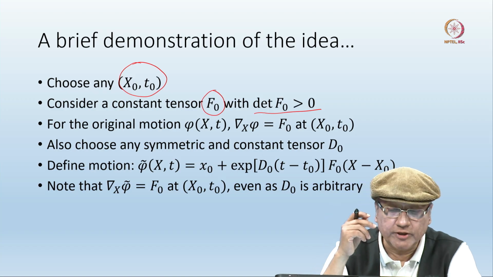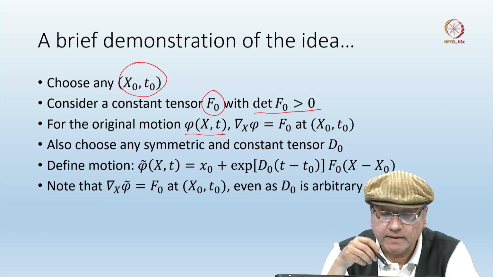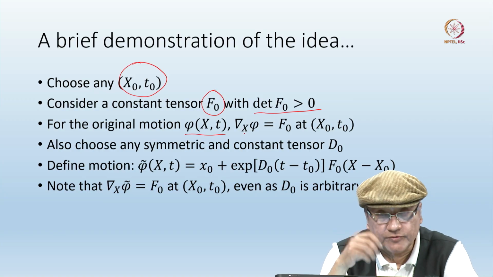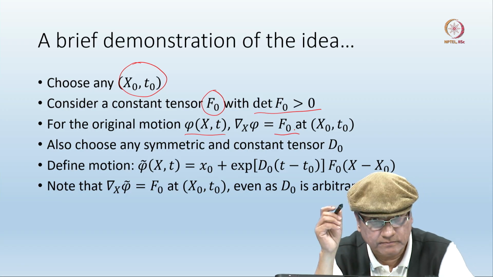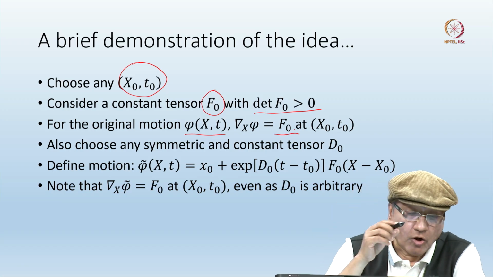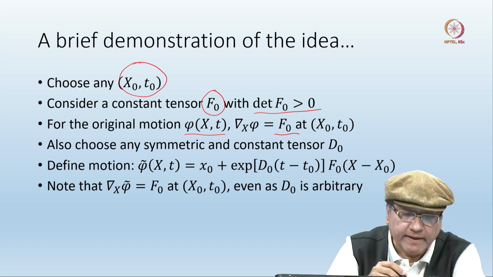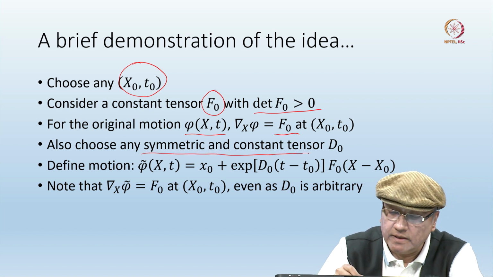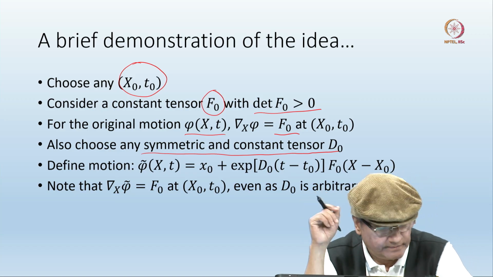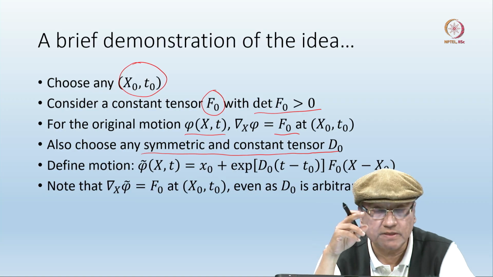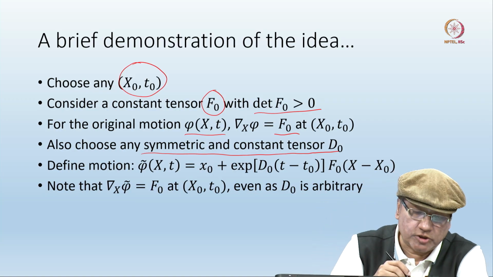Now therefore for the original motion phi, as we have already said, the gradient with respect to capital X at x0, t0 will be f0, no doubt about that. Also choose now arbitrarily any symmetric and constant tensor d0, anything that you know, but it has to be symmetric and constant. Now define a new motion.